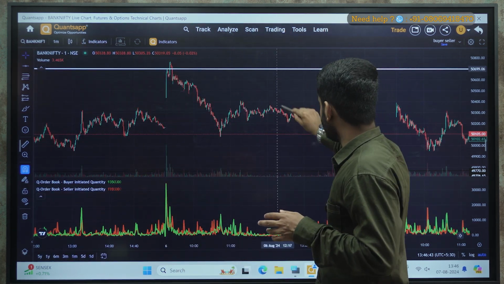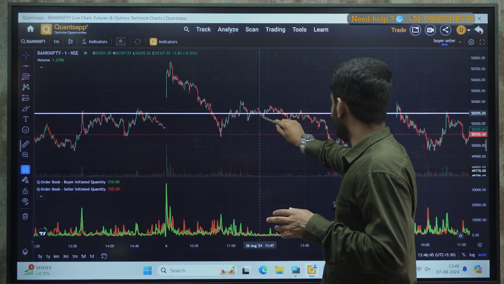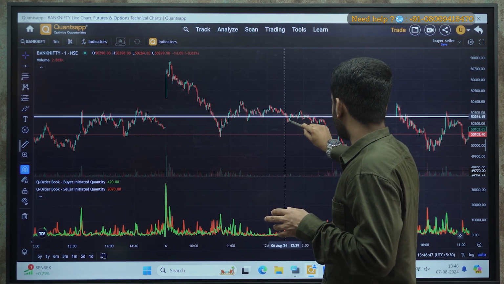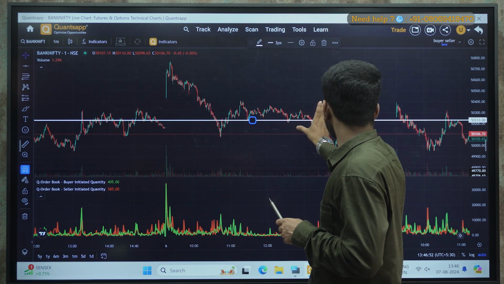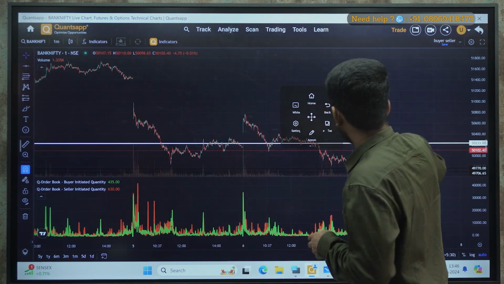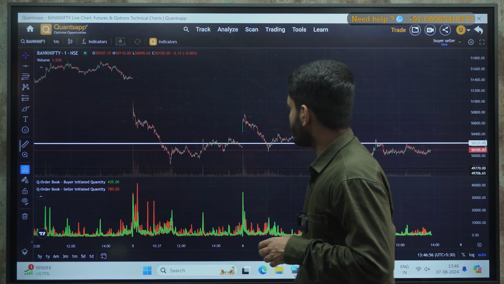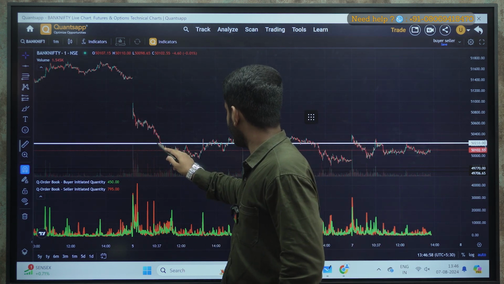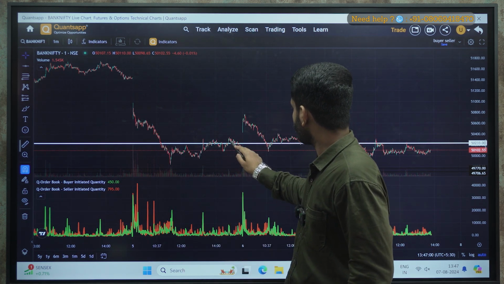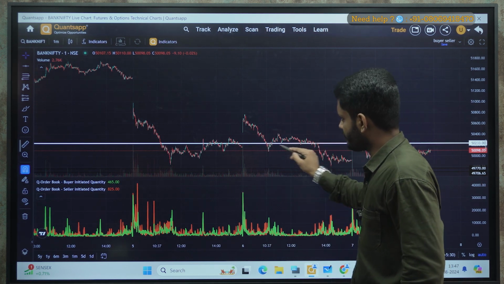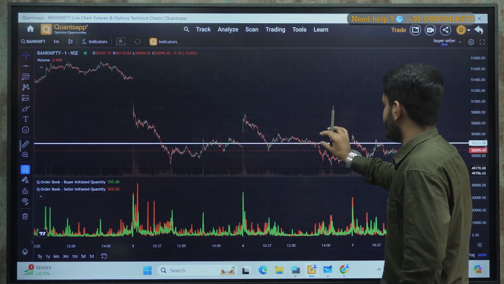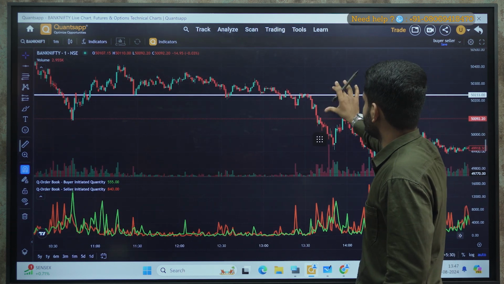So here, if you see, I can see that the index has taken support multiple times around this level. Can you see? Check this level. This is very strong, correct? Here it has sustained one time, 2, 3, 4, 5, 6, 7, 8, 9 times at the 1 minute time frame. This is a strong level, I can see, correct? So now let me maximize this.